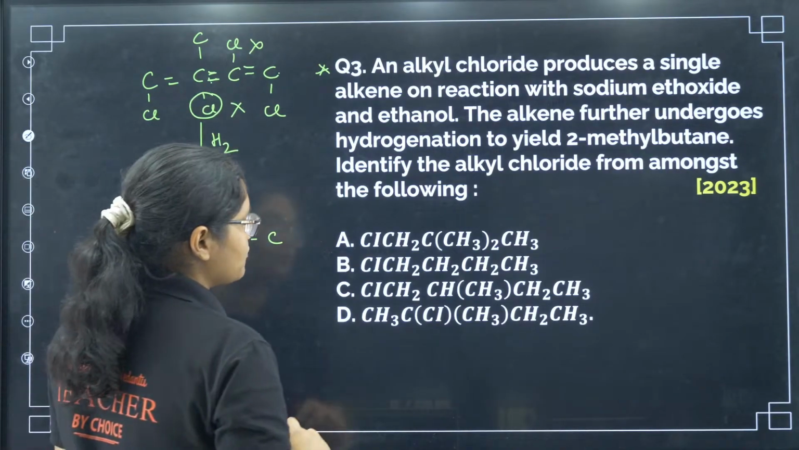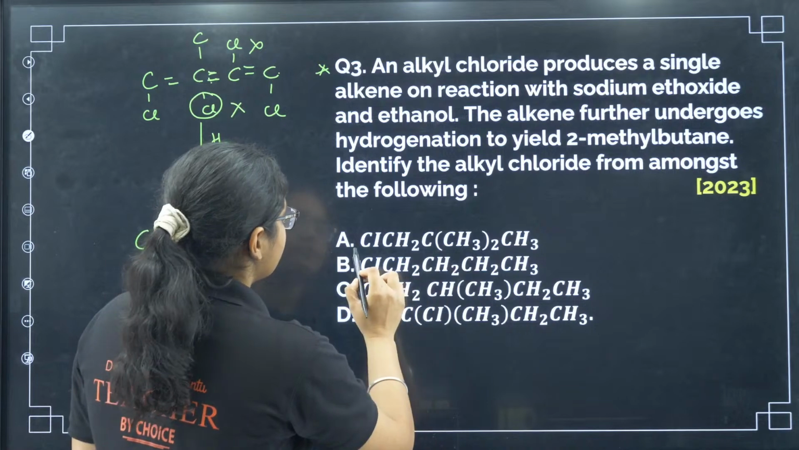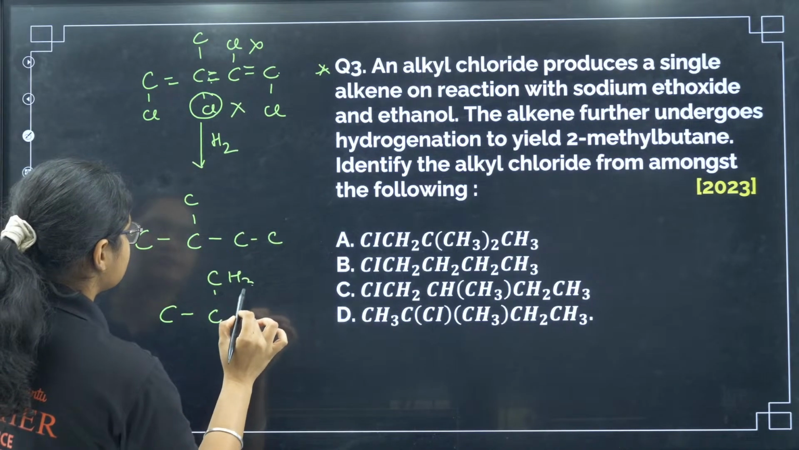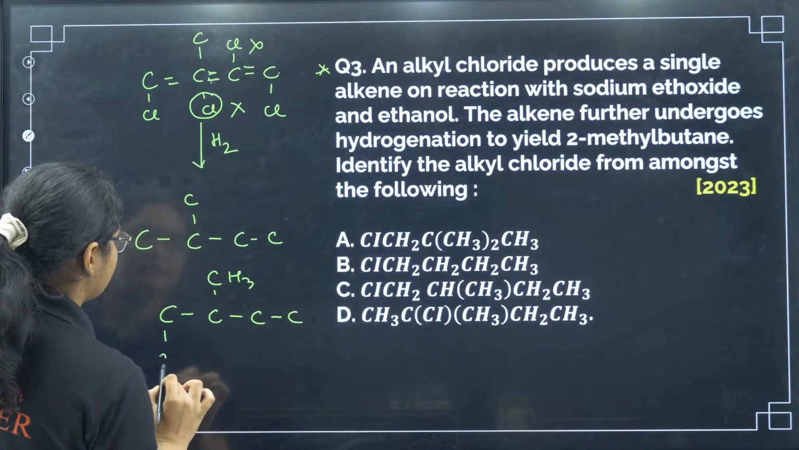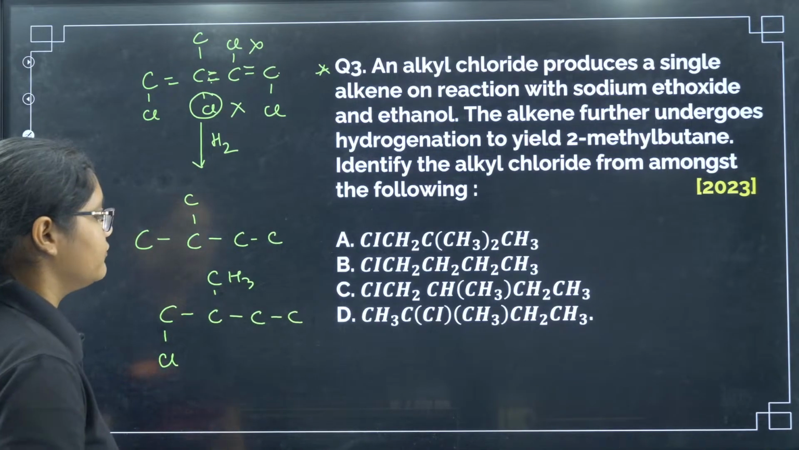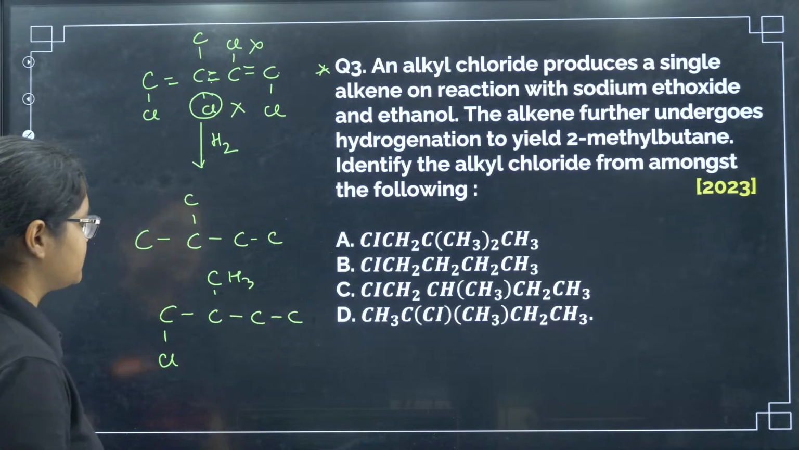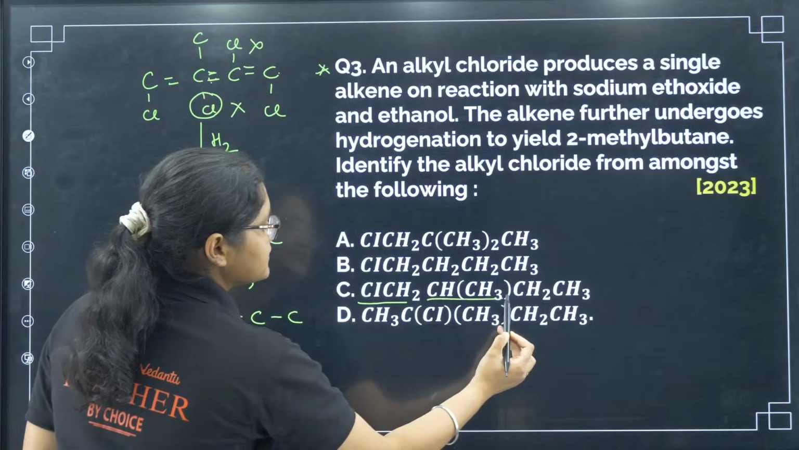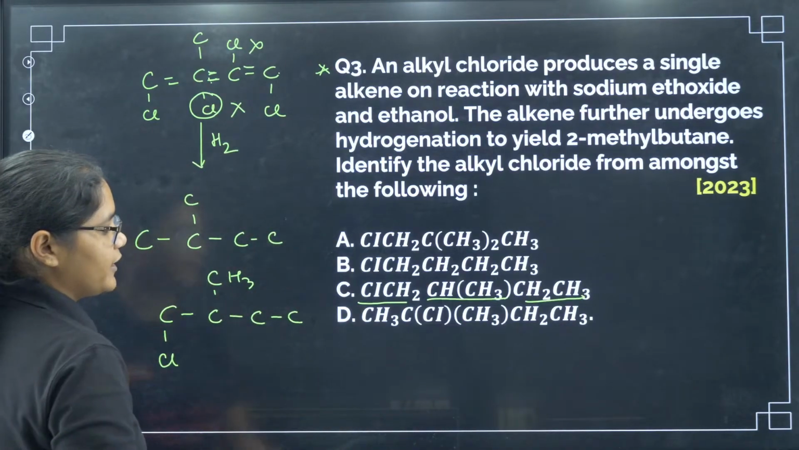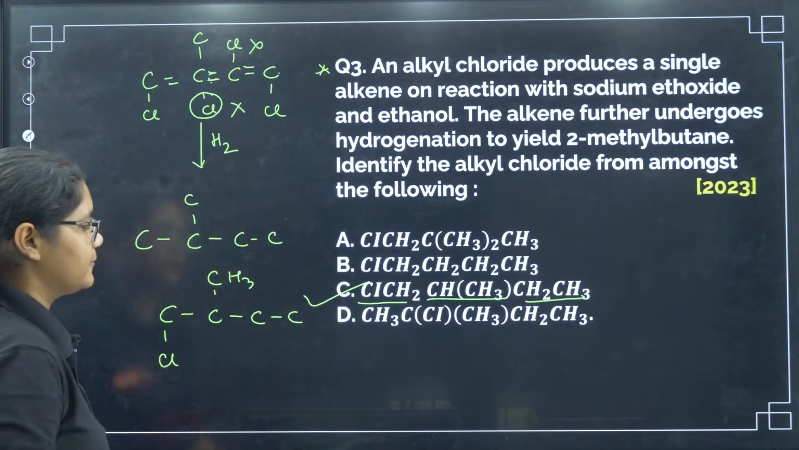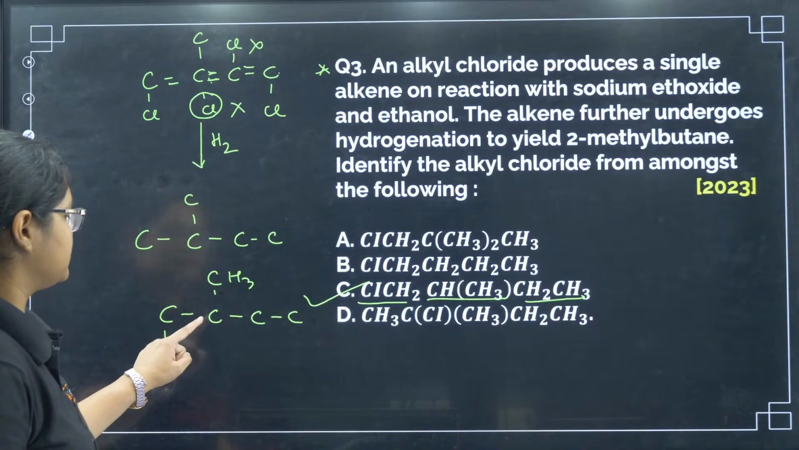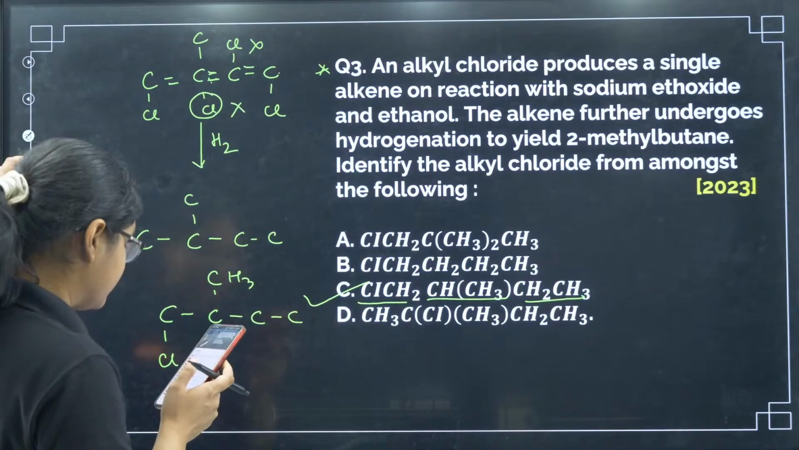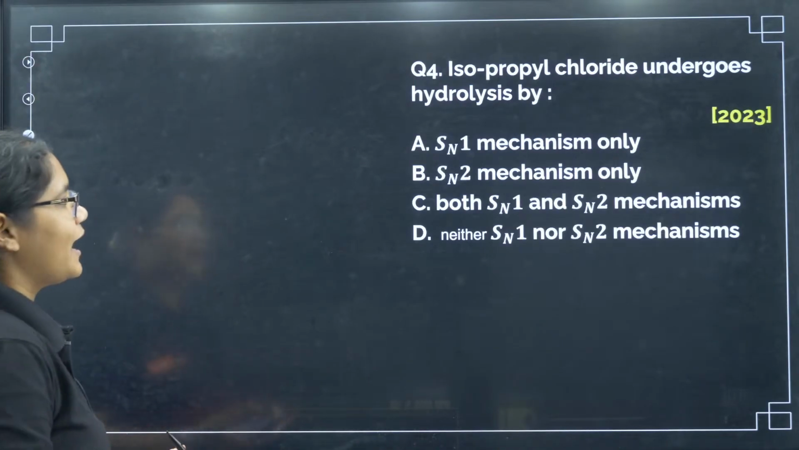Now if I see the options, what should be my alkene? My alkene can be like this, CH3, and here if I put Cl, that will work. So I can see which option has this one. Yes, Cl, CH2, CH, CH3, CH2, CH3, so option number C here: CH2Cl, then CH, CH3, CH2, CH3. Yes. Next, moving to question number 4.